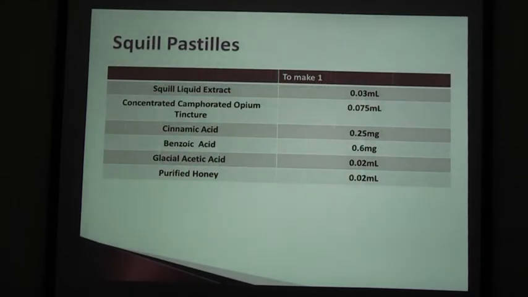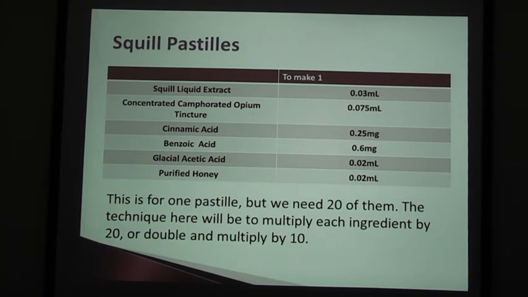Squill pastils. This is what will be given to you. To make 1 squill pastil, this is the recipe, I suppose, if you want to call it. This is the ingredients list and the quantities that you need to make 1. The question will be something like, this is for 1 pastil, but we need 20. The technique here is then to multiply each ingredient by 20, or double it and multiply by 10. Again, whatever system works for you to get the quickest and the correct answer.